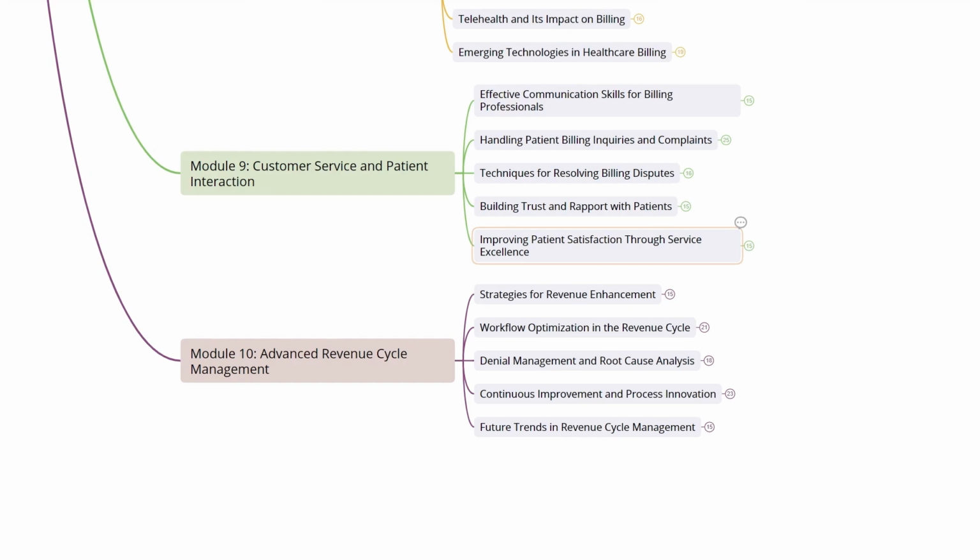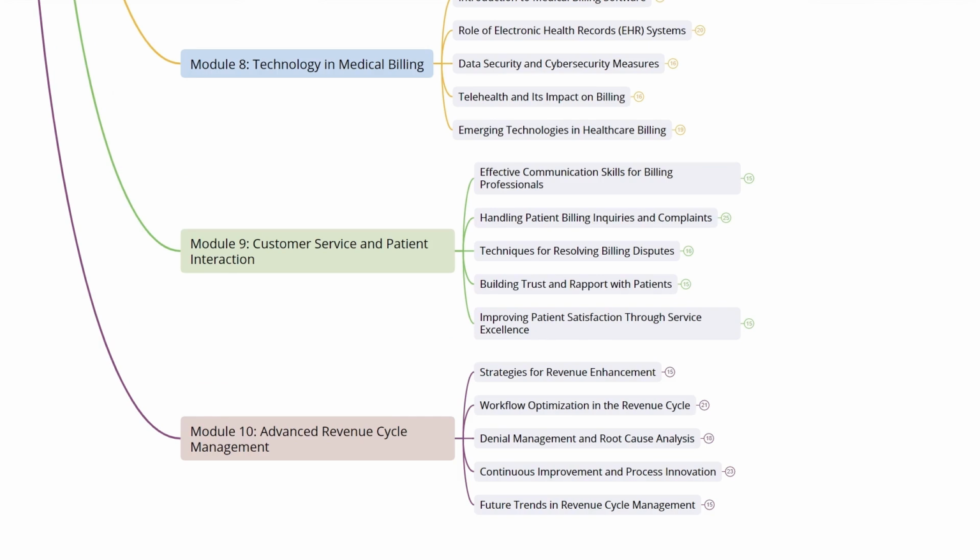In these final modules of the Fundamentals of Medical Billing and Revenue Cycle Management course, we focus on the human element, effective patient interactions, and outstanding customer service, as well as advanced strategies for optimizing revenue cycle performance. These modules are designed to help you not only perform your daily tasks efficiently, but also to elevate your organization's financial health through strategic improvements and innovative practices.